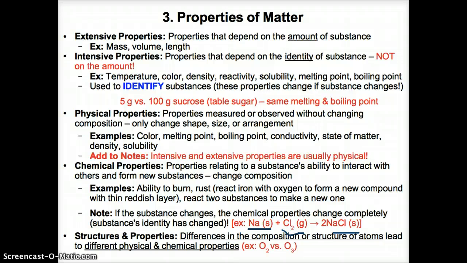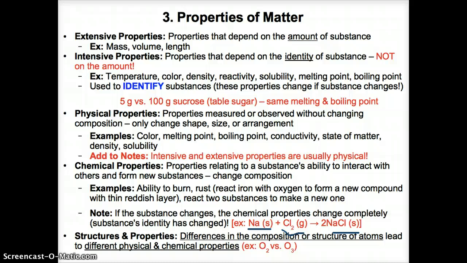So the element sodium metal in solid form is very reactive with water, while the element chlorine gas is very toxic. When you react these two together, they form a completely new substance, the compound sodium chloride in solid form, which is very stable and safe for consumption. Why?